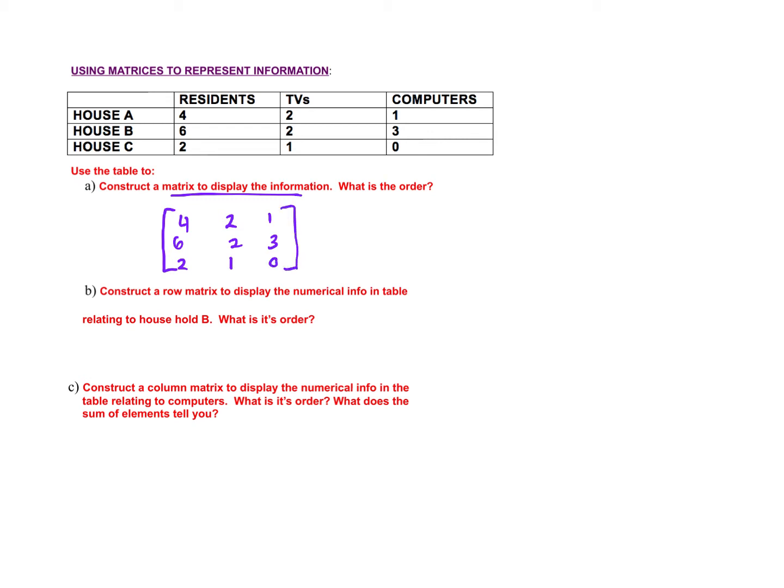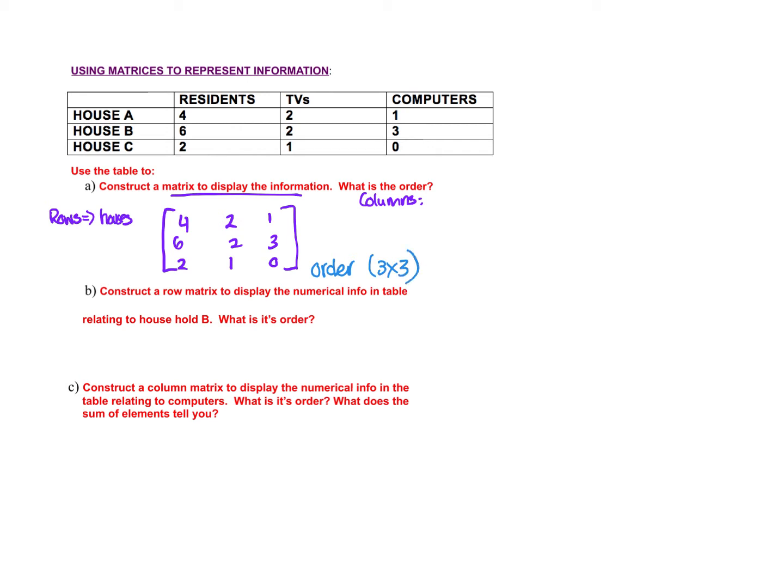So what do the rows represent when I do this? They represent the houses, don't they? And what do the columns represent? Just the residents, TVs and computers, doesn't it? Yeah? So what's the order of this one? Good. The order is 3 rows and 3 columns, so a 3 by 3.